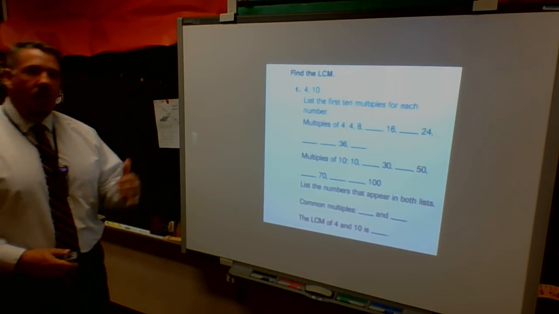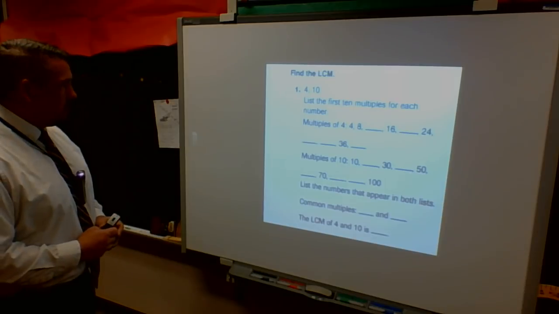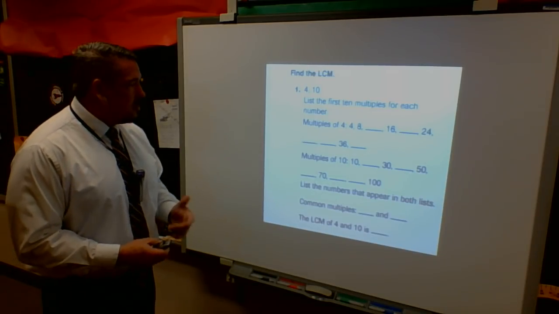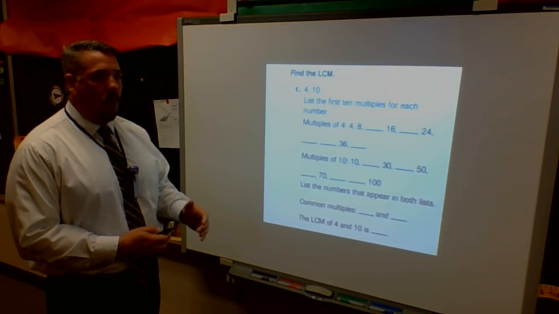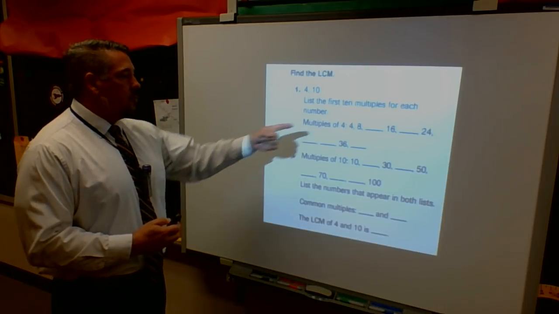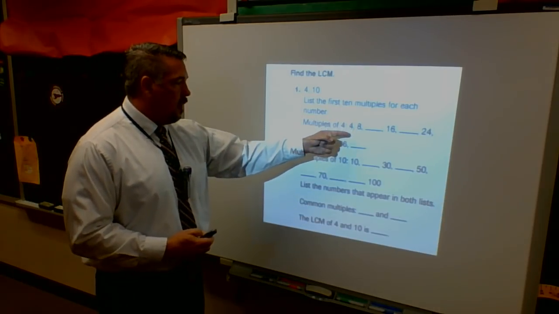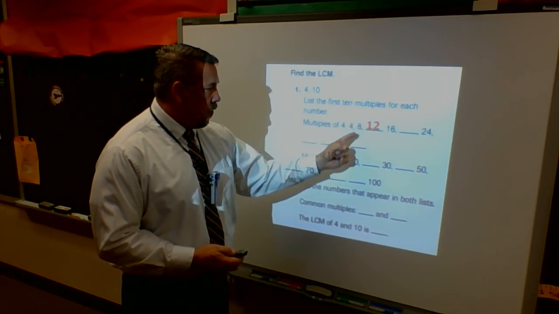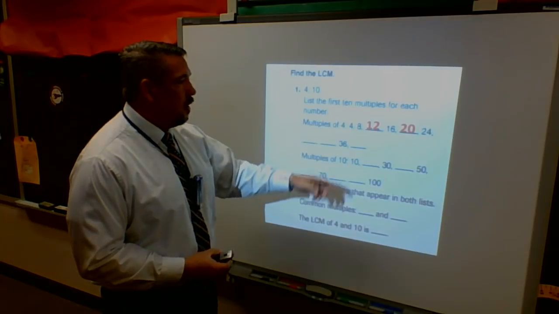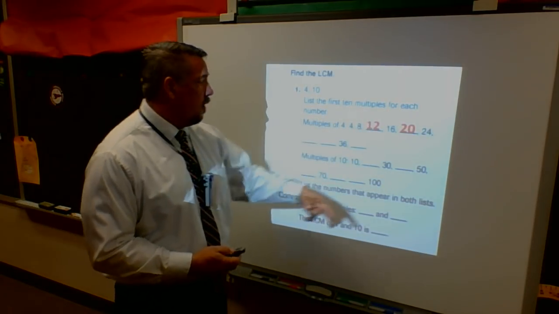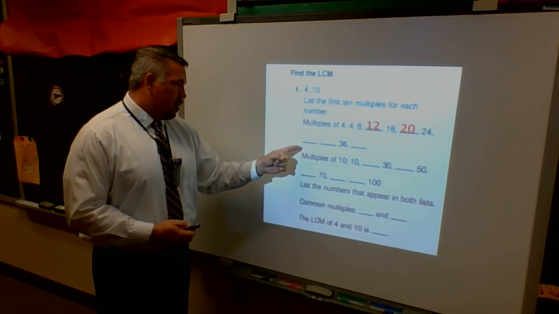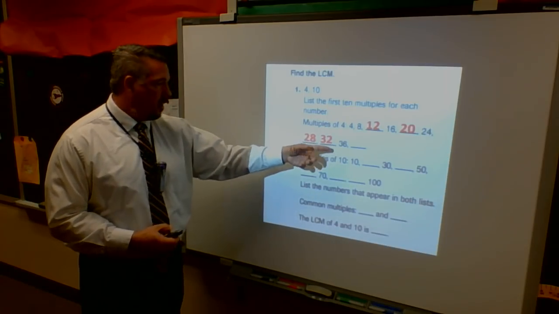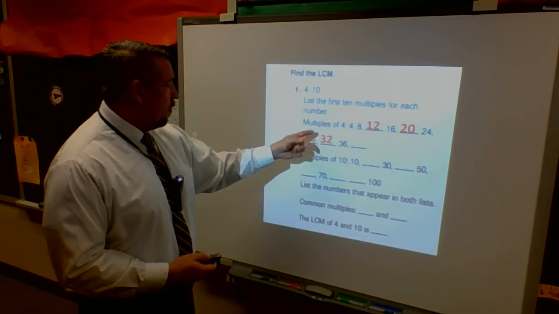We're going to fill it in and try to make a point here. It says list the first 10 multiples for each number. All right, so my multiples of 4. 4 times 1 is 4. 4 times 2 is 8. 4 times 3 is 12. 4 times 4 is 16. 4 times 5, 20. 4 times 6, 24. 4 times 7, 28. 4 times 8, 32. 36 they give me. And then 4 times 10 is 40.